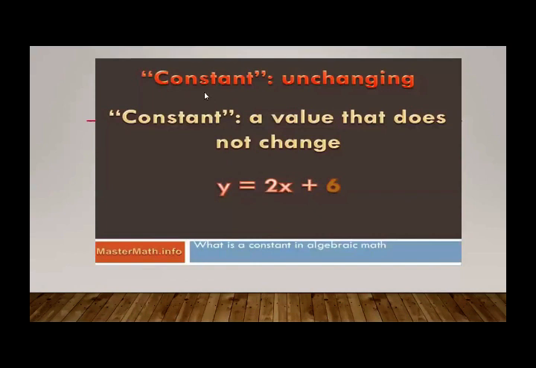The next is constant. Constant means unchanging. According to the definition, a constant is a value that does not change. According to the example, y equal to 2x plus 6, in that we see 6 is given, which is fixed. Its value cannot be changed. It always remains the same.